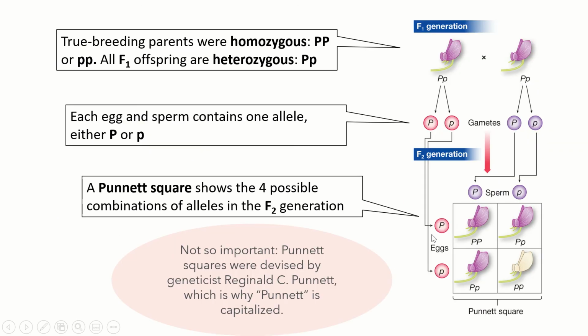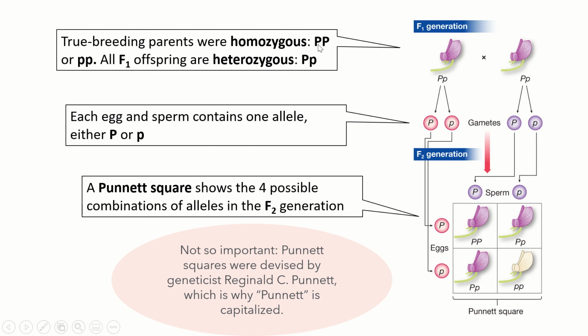All right, so we can do a lot of experiments with controlled crossbreeding, and we know because of the rules of simple dominance what the outcome is going to be, and we can use something called a Punnett square to show what those possibilities are going to be. So the true-breeding parents were homozygous. They were either homozygous dominant for the purple or homozygous recessive for the white.